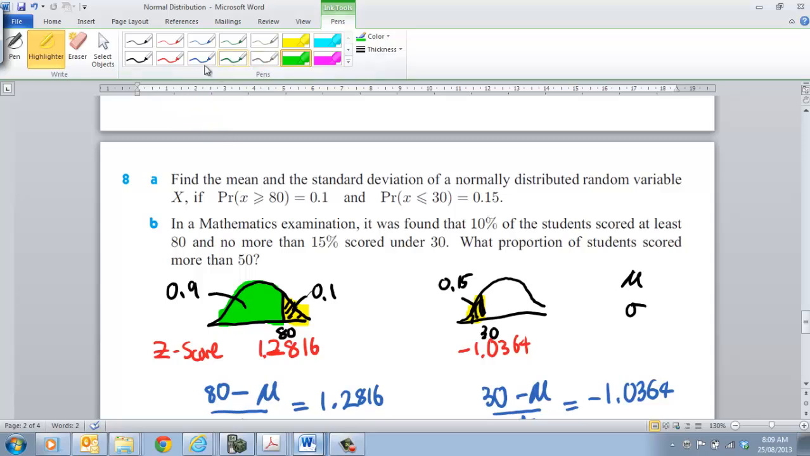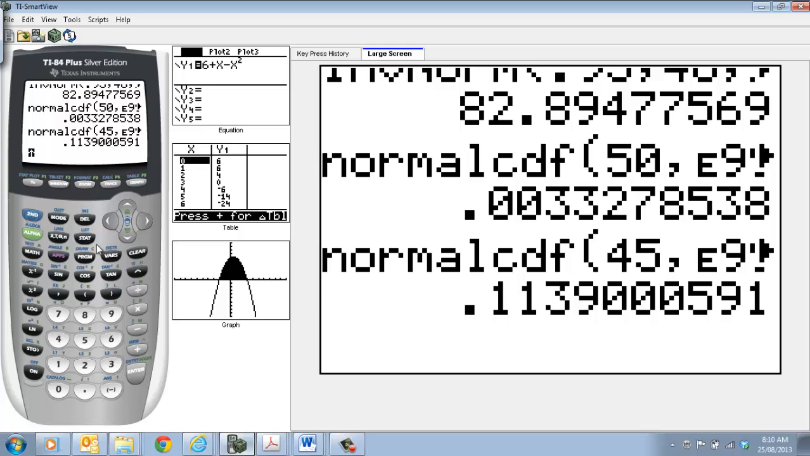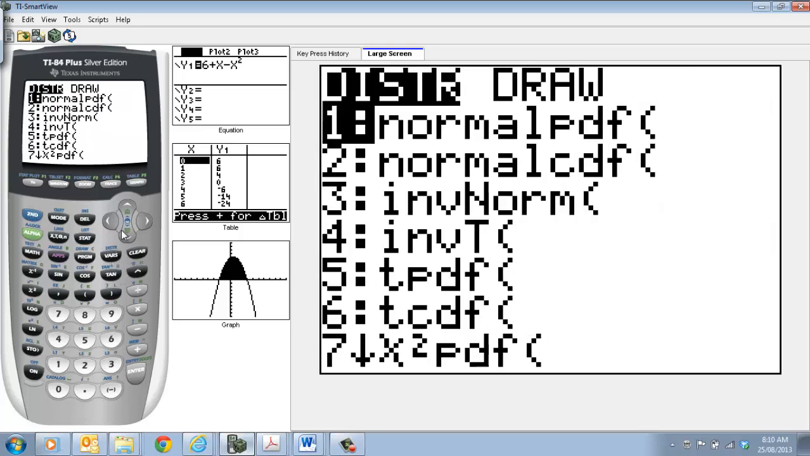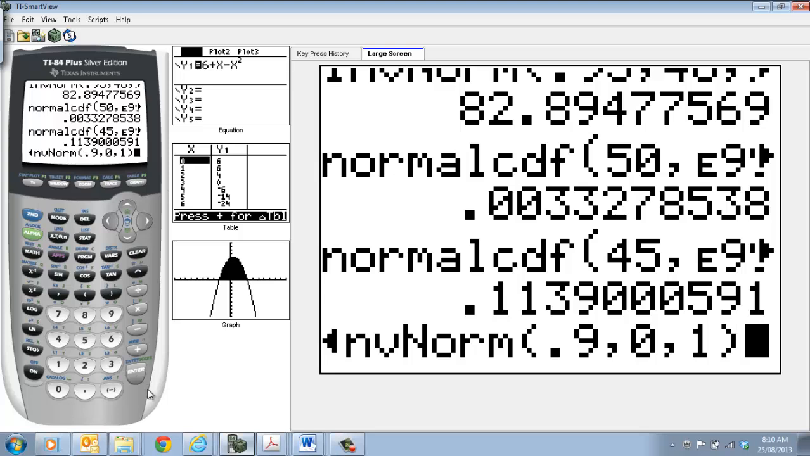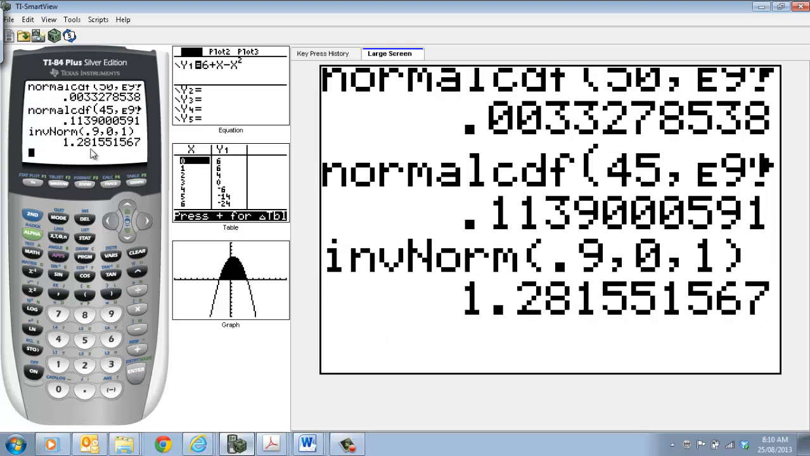Now, to get your z-score, remember our z-score is based on a mean of 0 and a standard deviation of 1. So all I need to do is put that area in there. Again, I go back to my calculator, I go to my inverse norm, so that's number 3. For the top one, I'll go 0.9. That's my area. I've got a mean of 0 and a standard deviation of 1. And that will tell me what my z-score is. My z-score is 1.286. So that's that one.